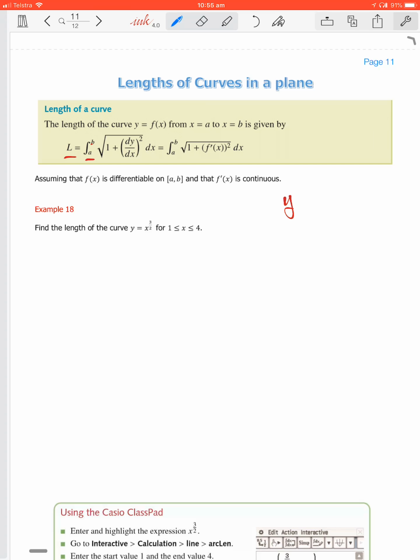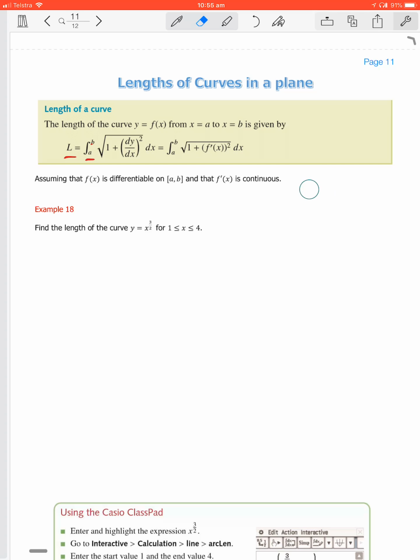If I had y equals x, and we wanted to go from 0 to 4, if we were to sketch y equals x, there's 0 to 4. We would know that the length, that'd be 4 across and 4 up, so we would get 16 plus 16, root 32, which would be 4 root 2. So we should get 4 root 2 when we integrate.